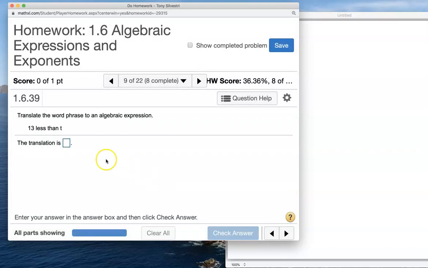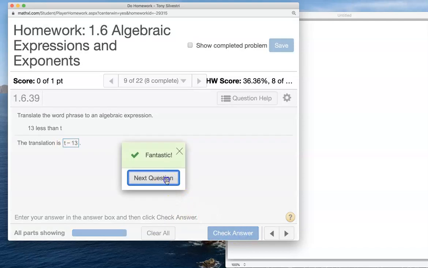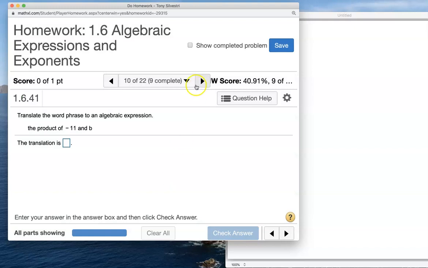Okay, let's see what this is. Now be careful with this. Don't take it literally. A lot of people say 13 minus t, and that would be wrong. So let's say 13 less than t. Take t as the variable, and from that perspective, 13 less than that would be this. T minus 13 is different from 13 minus t. There you go. I'll let you do that one. I'll let you do that one. I'll let you do this one. I'll let you do that one.